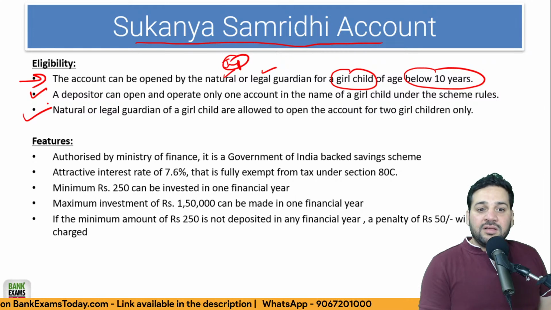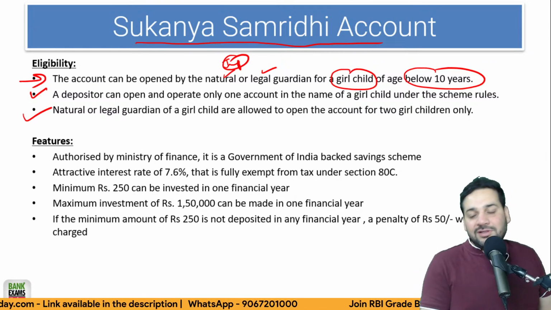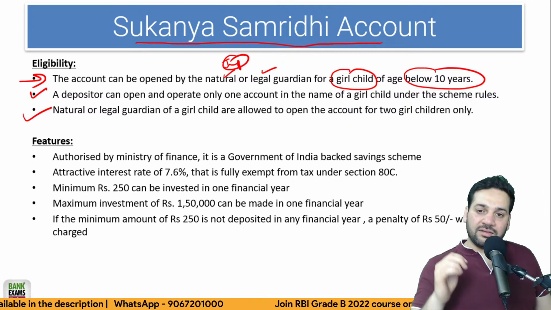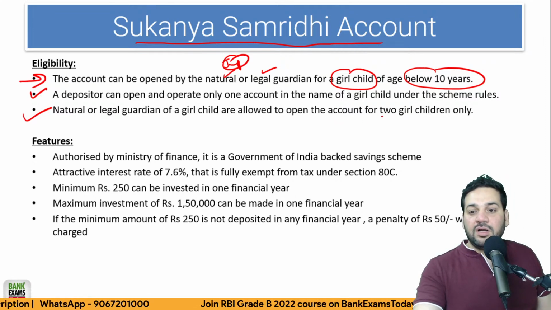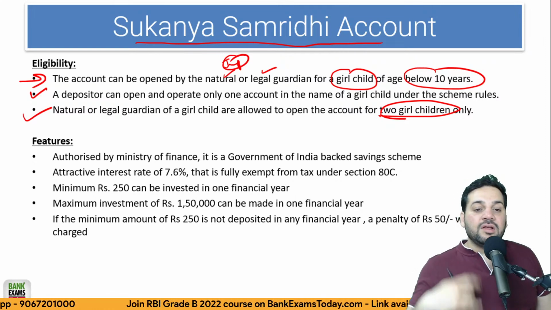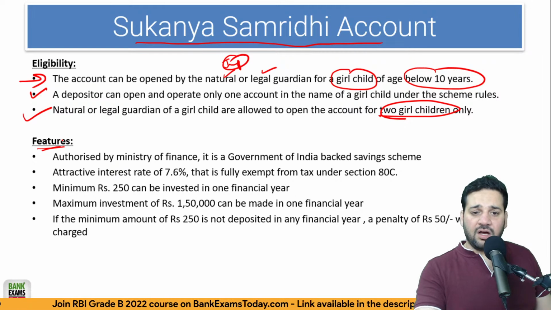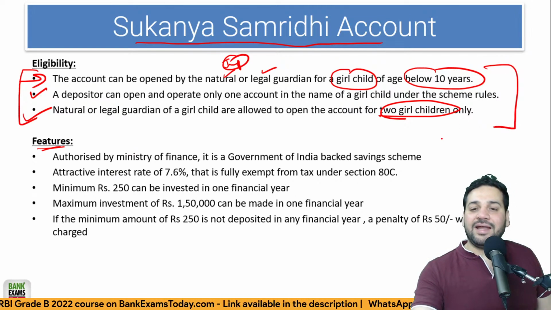And if the natural or the legal guardian has more than two girl children, say 3 or 4 girl children, this Sukanya Samriddhi account can be opened only for 2 girl children. That is important. All these pointers are important for the eligibility criteria.